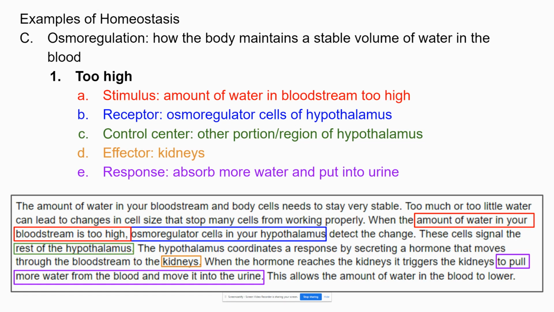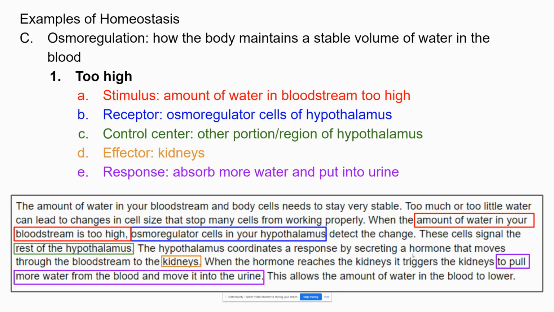And then these osmoregulator cells are going to be communicating to another region, still within the hypothalamus, but this other region is going to be coordinating the response. So that is the control center in this case. This other region of the hypothalamus is going to communicate to the kidneys, and the kidneys are going to serve as the effector because they are going to carry out an action that will counteract the stimulus.